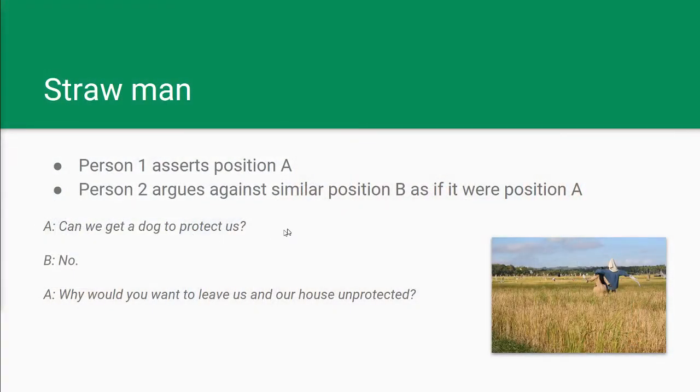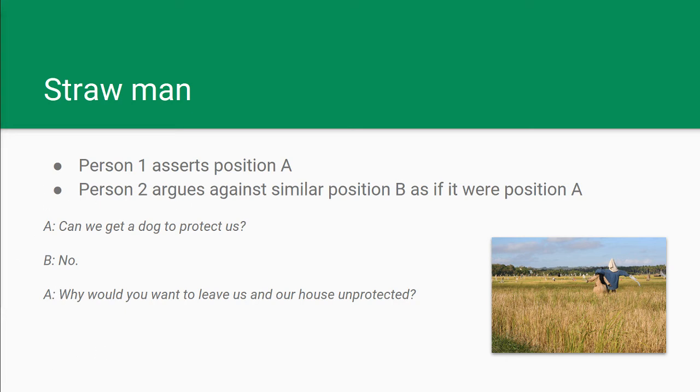Okay, let me show you this example right here. So let's say that we have a child and a parent going back and forth. So person A is the child, person B is the parent. Can we get a dog to protect us? No. Why would you want to leave us and our house unprotected? Well, maybe there were other reasons for not having that dog, but you could see how the child set it up to make it look like the parent wants to leave the house unprotected, even though the argument here is getting a dog to protect them. So you can see how this can be a straw man argument.